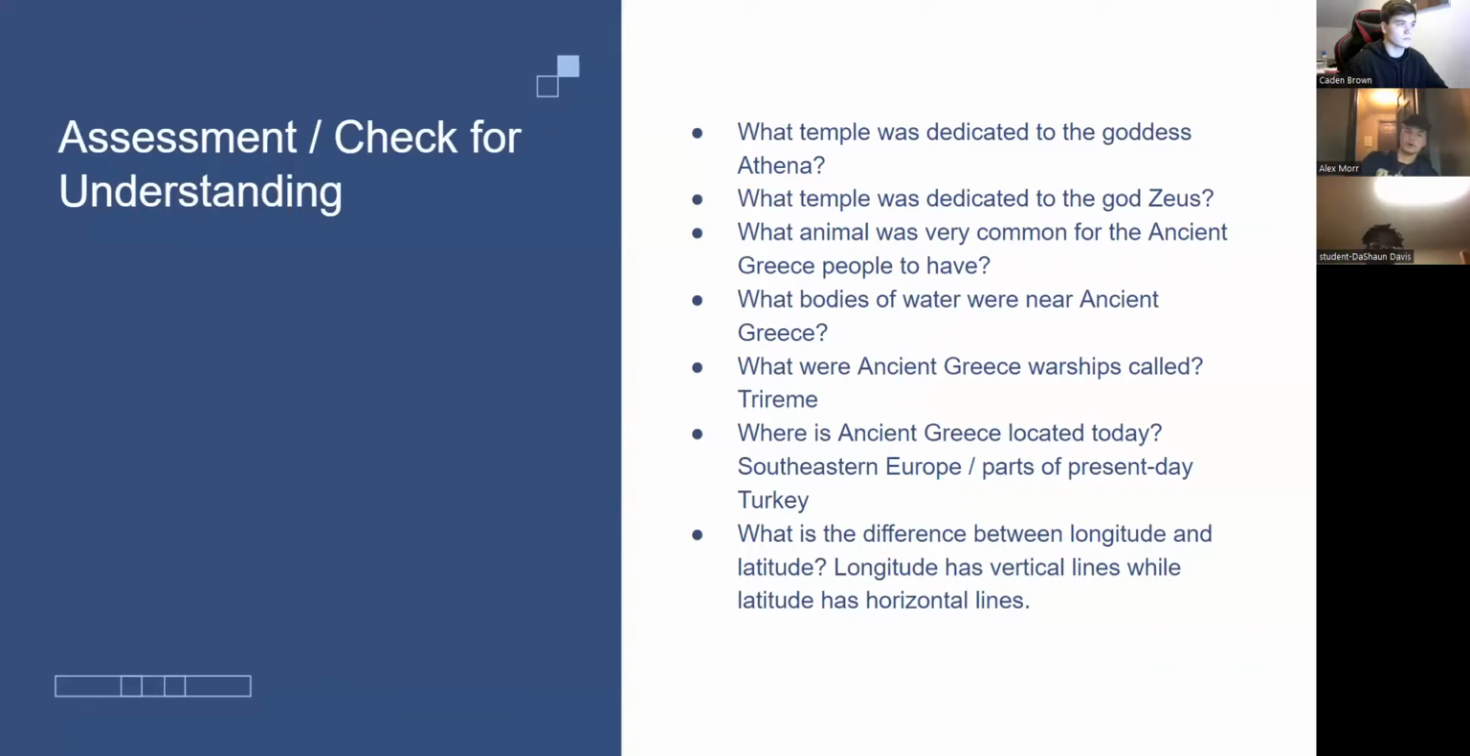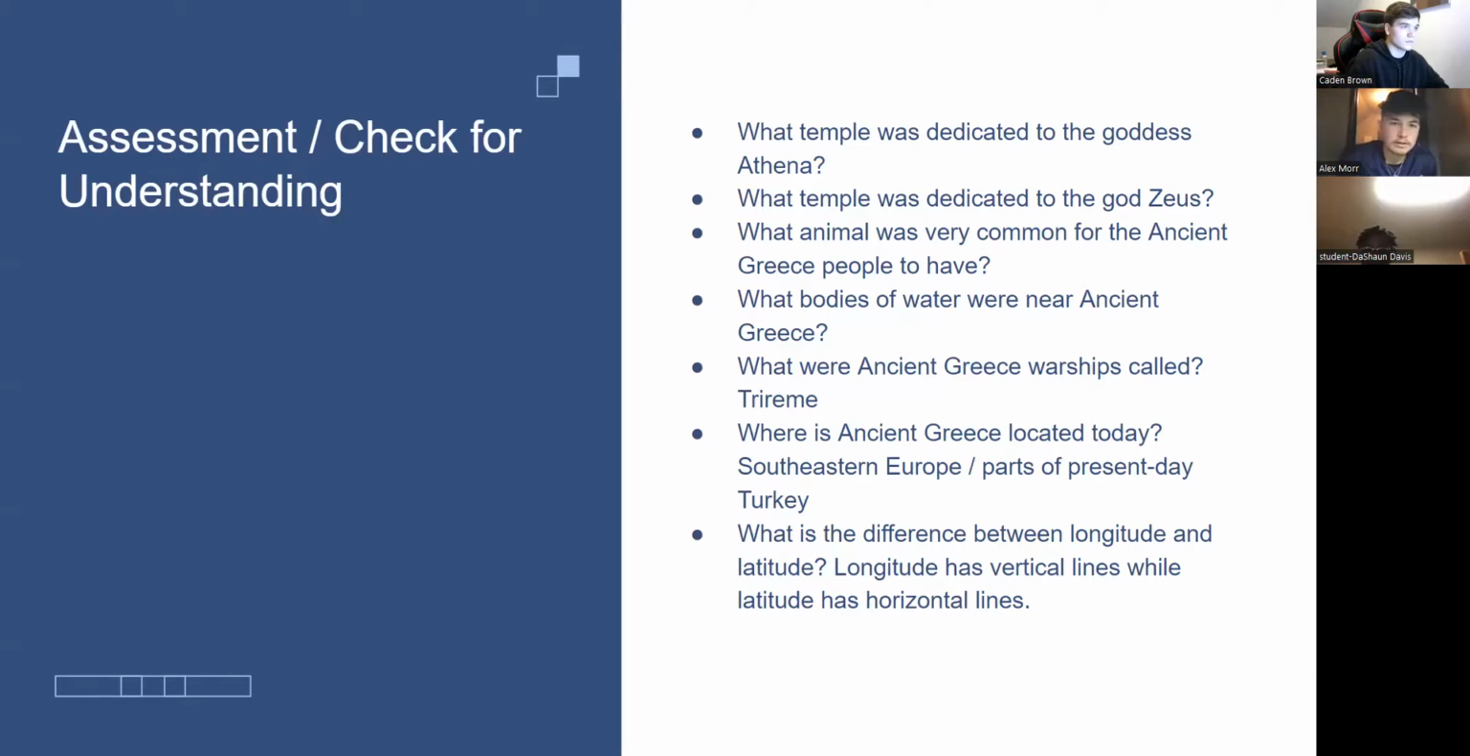Okay, so for our assessment at the end of this, checking for understanding, we would use Slido again. It's very free in what kind of questions you ask and the way you ask them. There's even a quiz feature on Slido, so we would probably do it through there. But we just wrote down some questions that we thought were important to ask.